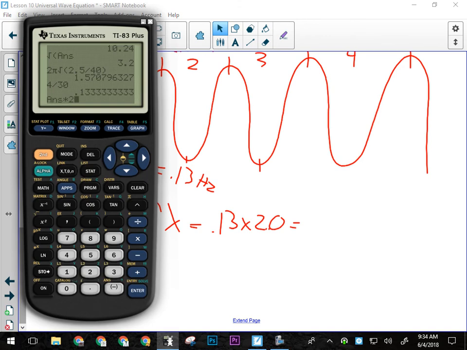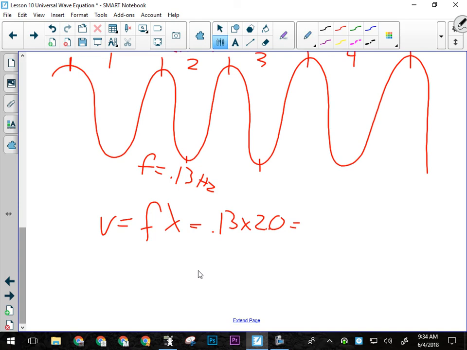I can't believe I actually just plugged that in. Okay, 0.26 meters per second. Everybody kind of follow on how that one would work?